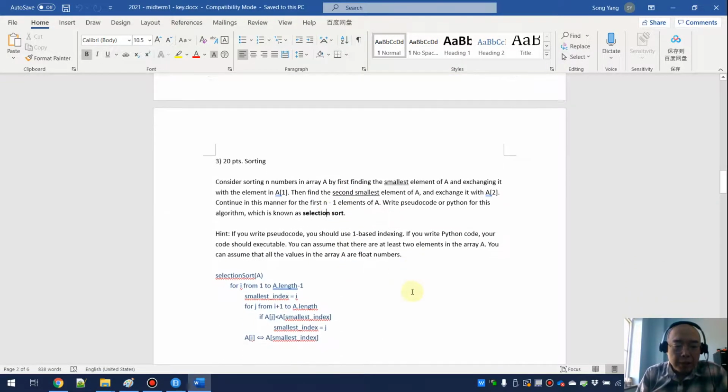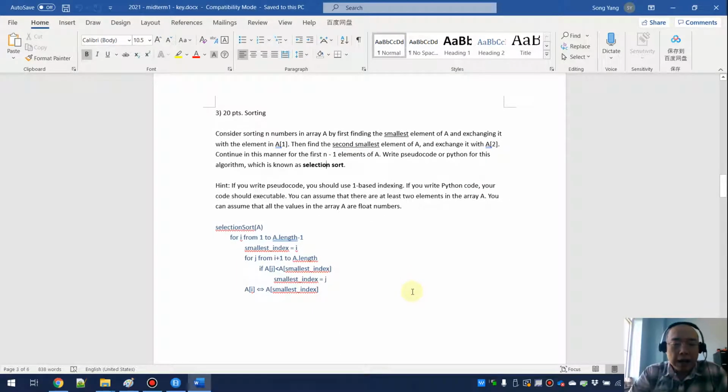Okay, and the next one, sorting. And most of you got this question correct too. The process will be, we want to do a selection sort. We want to scan through all the values, and then keep the index of the smallest value. The trick here is that you want to keep a record of the index of the smallest value, not the value itself. Okay, and then eventually you want to do a swap.